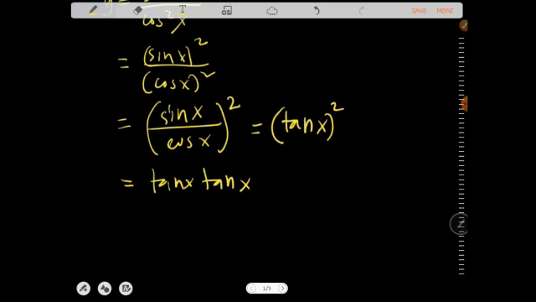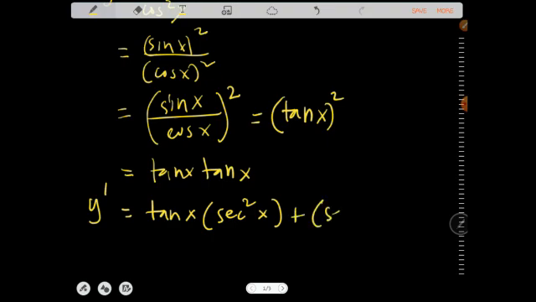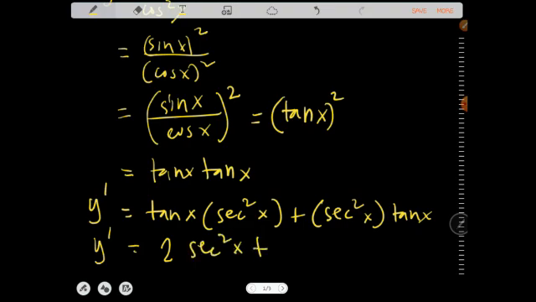Okay? Now, this one, we can differentiate. So, that is y prime is equals to tangent of x times the derivative of tan x, that is equals to secant squared x, plus secant squared x tan x. Because it is the same, it is tan x also, di ba? So, simplify further the equation. This will give us y prime is equals to 2 secant squared x tan of x.